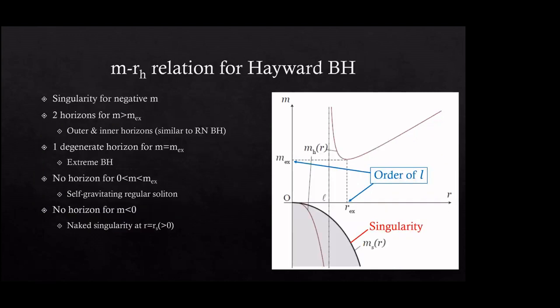And in the case of the Hayward black hole, the situation is a bit different because there appears a singularity in the negative mass region. So if you consider a negative mass parameter, there is a naked singularity here with a positive areal radius. And generically, there are 2 horizons in the sub-extremal case.